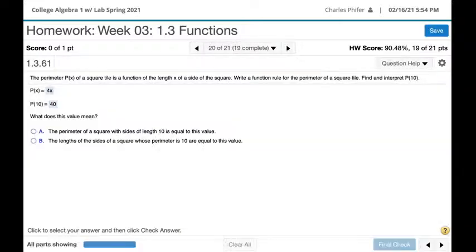Perimeter. So the perimeter of a square with sides of length 10 is equal to this value. The length of the side of a square whose perimeter is 10? No, the perimeter is not 10. In this case, the perimeter is 40 and the side is 10. So I'm going to go with A.